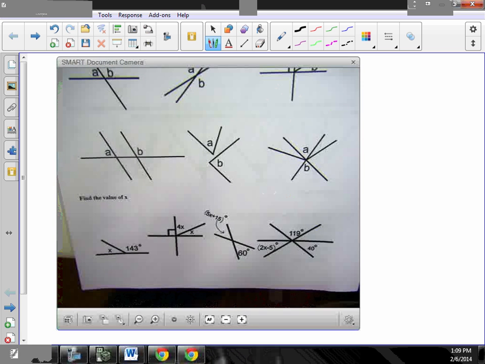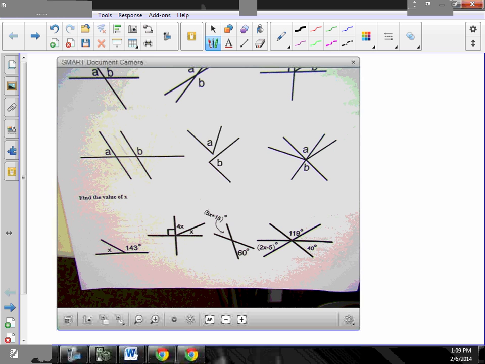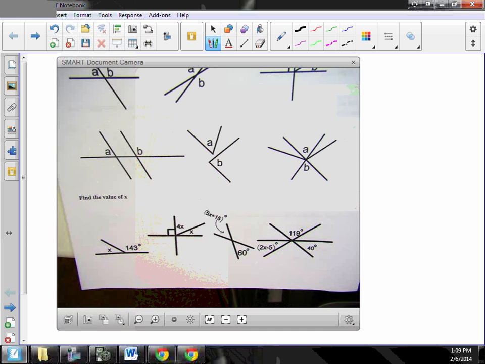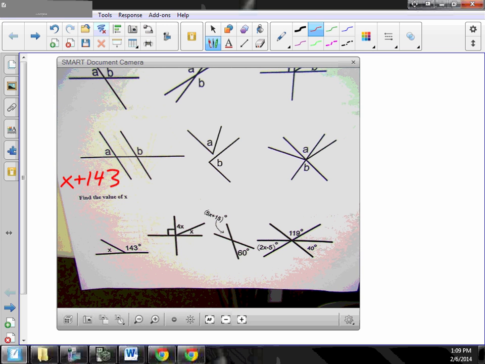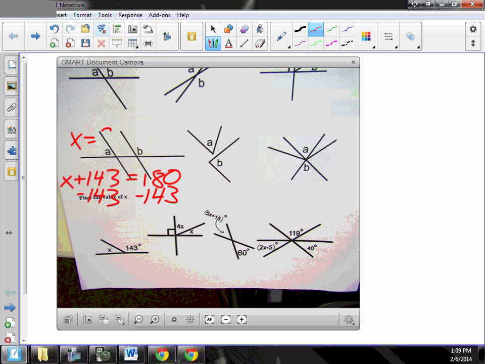Find the value of x. How are we going to do that? Right. Those two angles are supplementary, so if I add them together, they should equal 180 degrees. So, x plus 143 equals 180. We're going to subtract 143, and I get x equals 37.